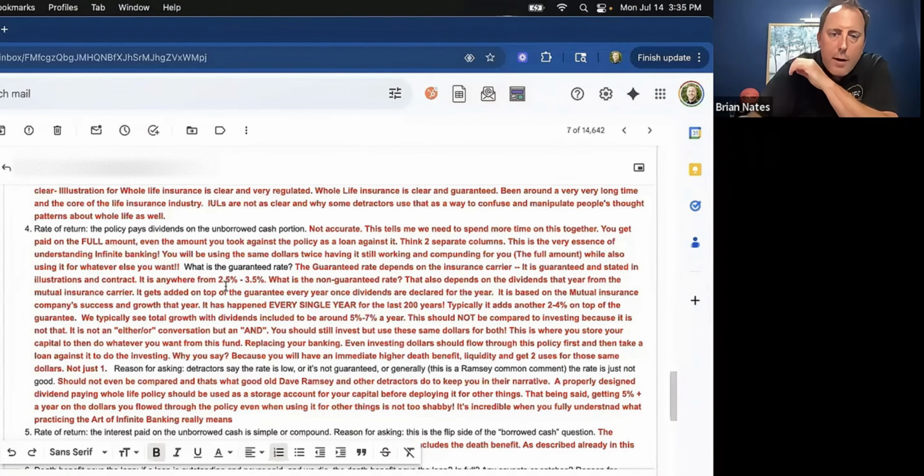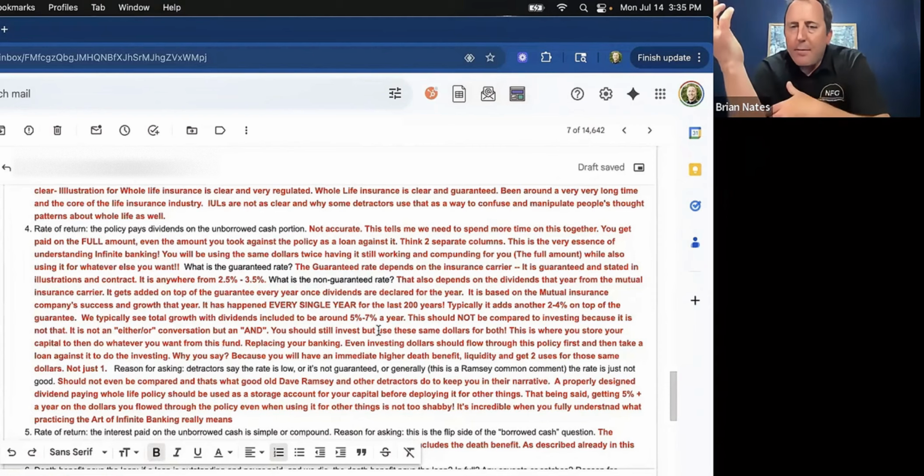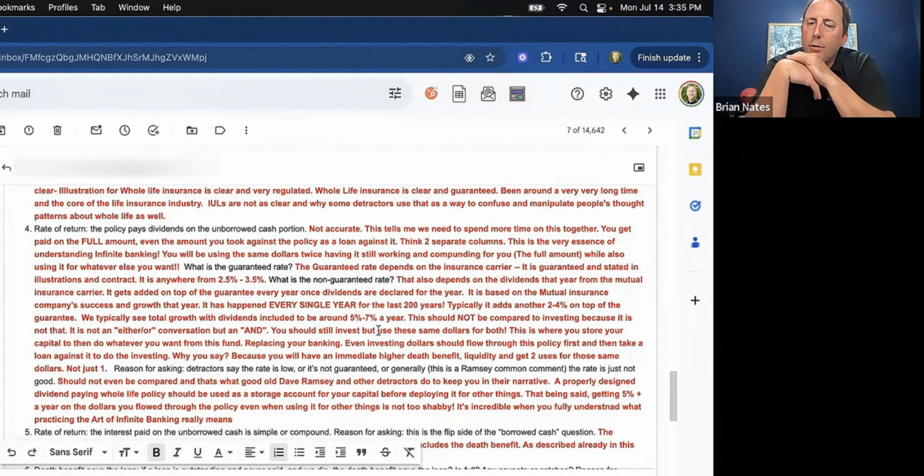As far as the non-guaranteed rate, matter of fact, let me go ahead and make that black so that we can separate it. All right. Again, that depends on the dividends. It gets added up on top of the guarantee. It's so neat. I put this in here so you're going to read this, but it's based on the mutual insurance company's success and growth that year. It's happened, hear me on this, every single year with all these different mutual insurance carriers for the last 200 years. Some have been around longer than others, but it just keeps getting better and better and more tried and true, and it works.